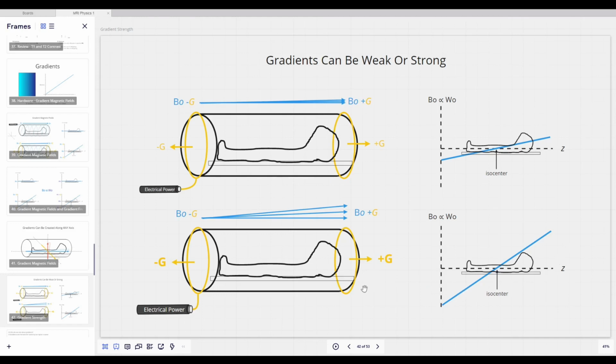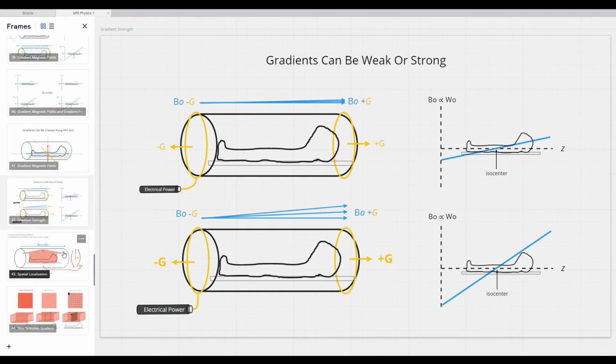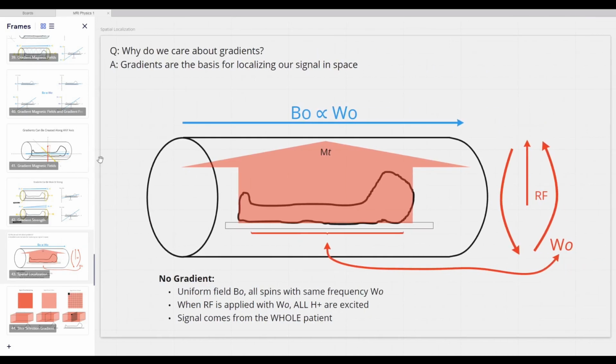And the way we do that is just by ramping up the power, giving it more juice. So gradients can be weak or strong. We decide how strong we want our gradient to be, how much change we want to induce across the patient, by how much juice we give the gradient coils. So we started talking about gradients, but why do we care about gradients? Remember, gradients are the basis for localizing our signal in space. So this is where we kind of start our real discussion.